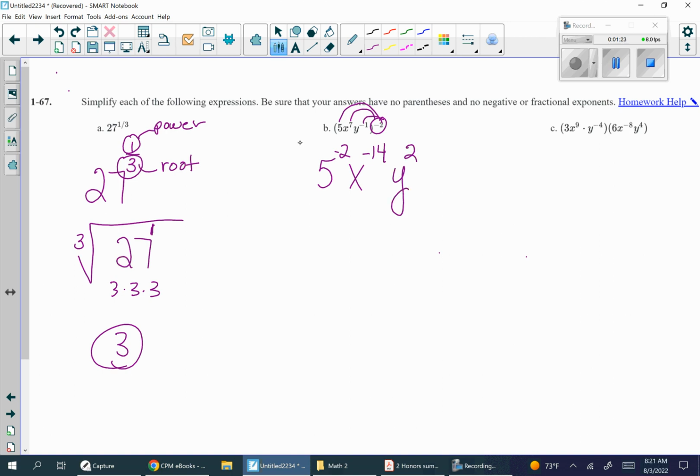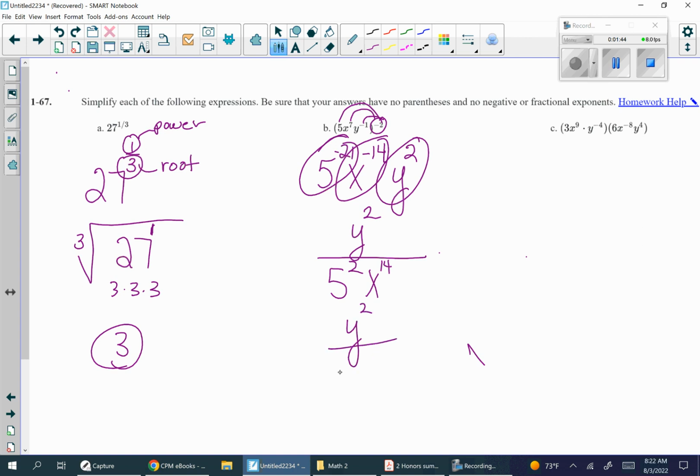All right, so from here we know we can't have negative exponents. So 5 to the -2 goes into the denominator and becomes 5 squared. X to the -14 also goes into the denominator and becomes x to the +14. And the y squared stays in the numerator, or stays positive. All right, so we end up with y squared over 25x to the 14th.